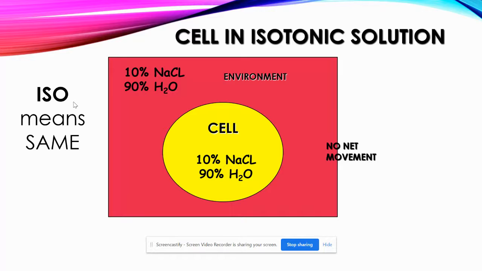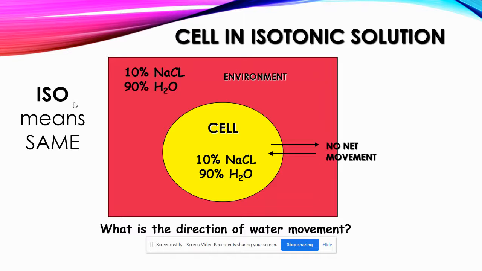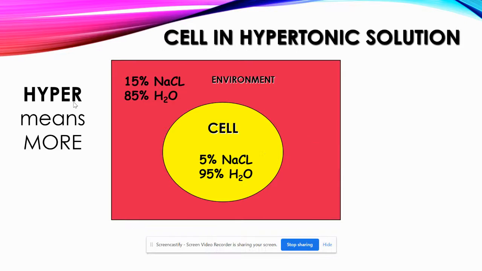Iso means same. So we have 10% outside, 10% inside. No net movement. Where's the water going to go? Both outside and inside at equal rates. The cell is at equilibrium.